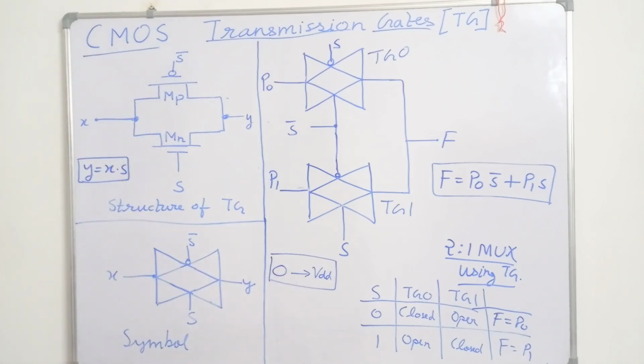This is the advantage of the transmission gates, because their switching characteristics are very good. They are an ideal switch. The transmission gate is an ideal switch. So it can transmit the entire voltage range without any noise.